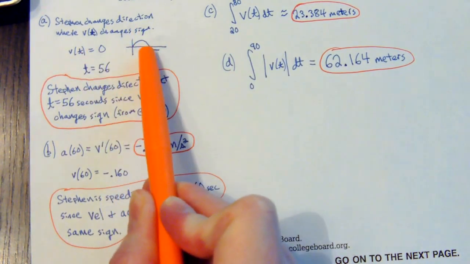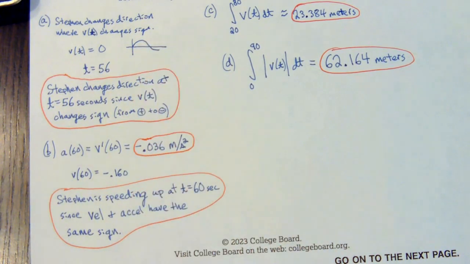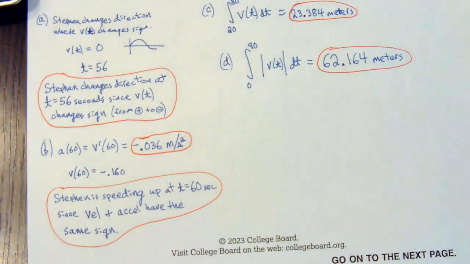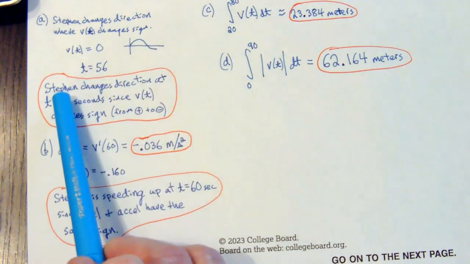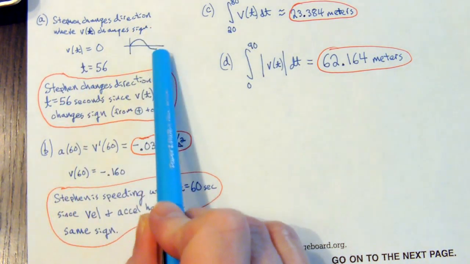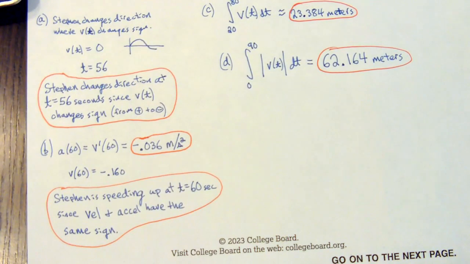Just because your velocity is equal to zero doesn't mean it changes direction. The velocity must change sign from either positive to negative or negative to positive. So the velocity function must go from above to below or below to above the x-axis right there. So I graphed it, found it, and then stressed it changes direction at t equals 56 because the velocity changed sign right there, going from positive to negative.